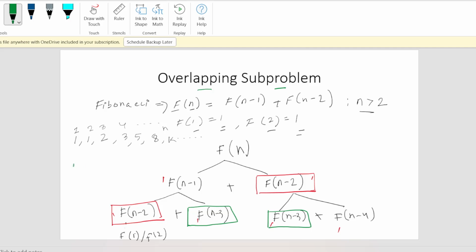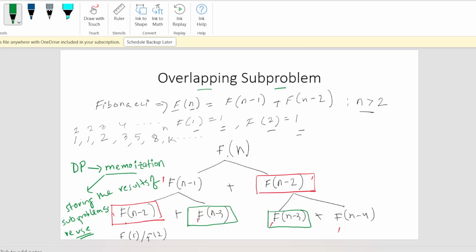What DP does is, DP যেটা করে সেটা হচ্ছে memoization. What is memoization? Storing the results of subproblems. Okay. Why? In order to reuse. Okay.